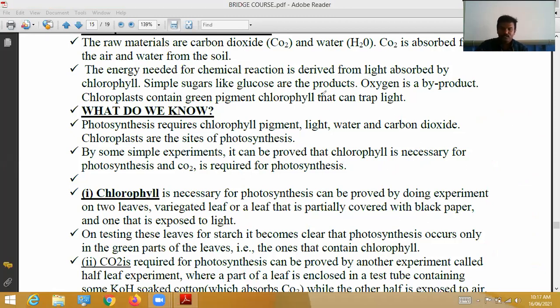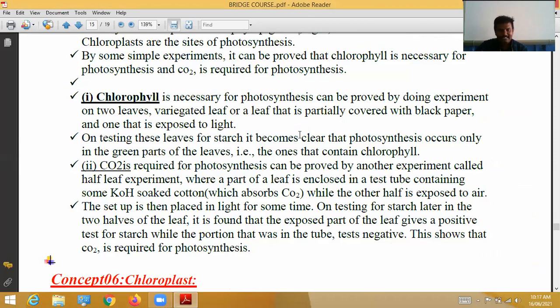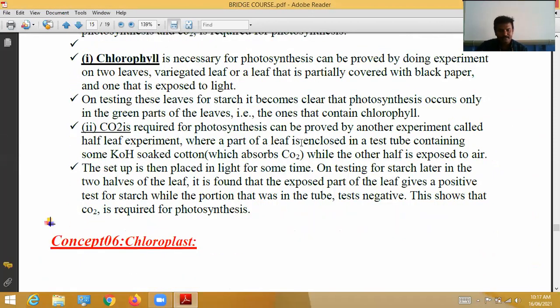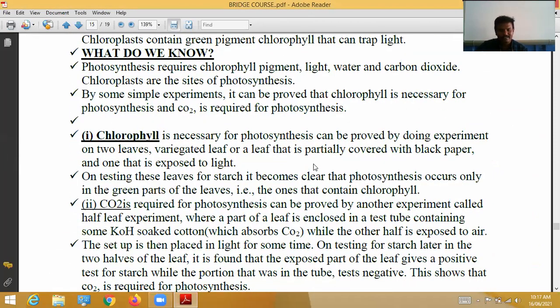Okay, that's all. So among these, first, let us see how chlorophyll is necessary for photosynthesis. It can be proved by doing a simple experiment on leaves. See, take a variegated leaf. Variegated means what? Croton leaf. A variegated leaf, or a leaf that is partially covered with black paper.